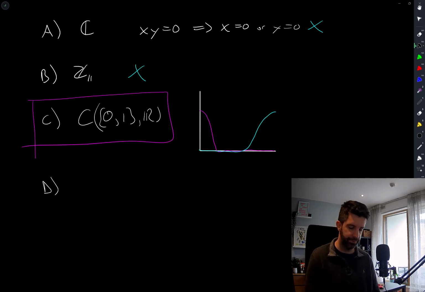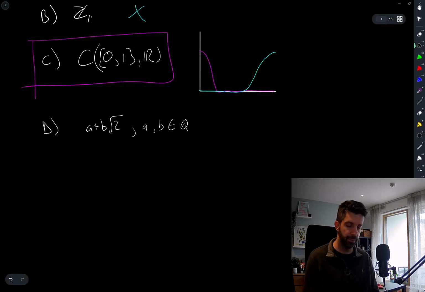So the ring a plus b root 2, where a and b are rational, so the set of all possible numbers like this. You could work it out, take any two numbers of this form for different values of a and b, and you'll see that the product is never equal to 0 unless one of the numbers has both their corresponding a and b equal to 0. So that's not the right answer.